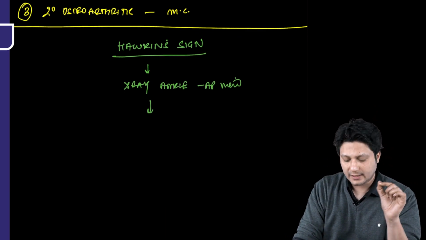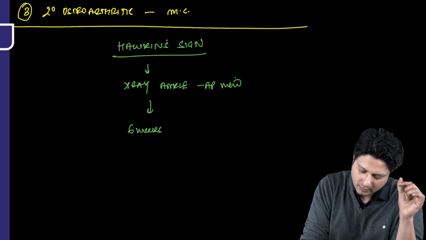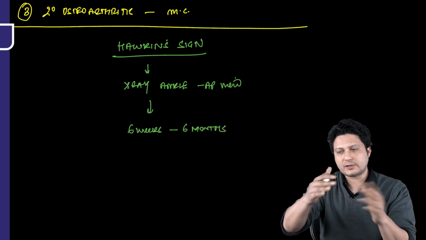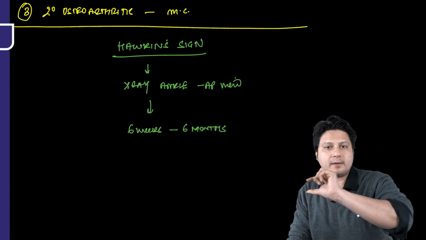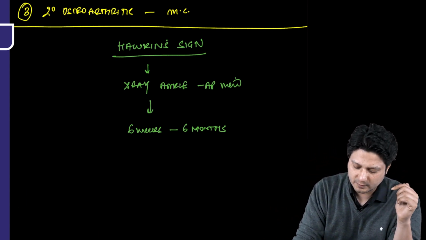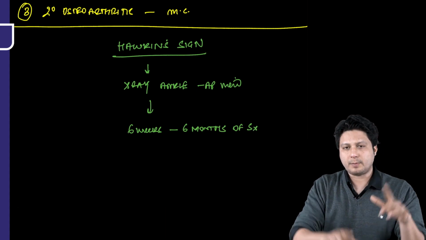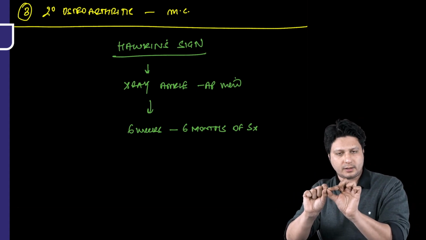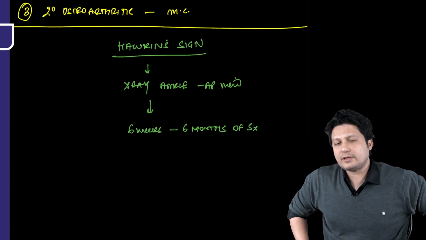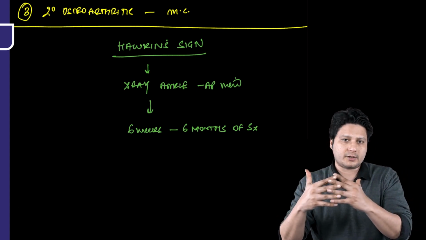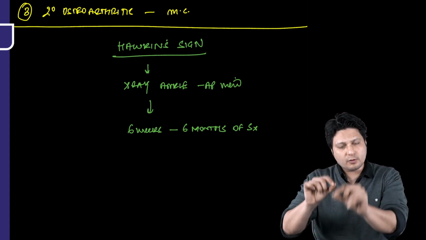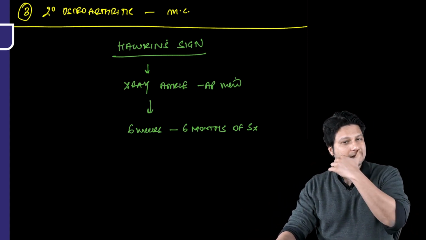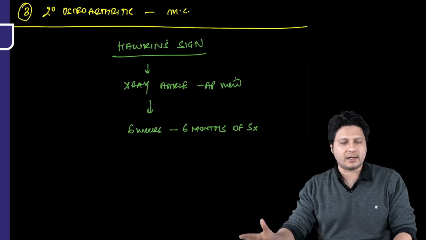Now that X-ray has to be taken somewhere between 6 weeks to 6 months of surgery, because for this duration of time it has to be observed. Suppose the patient came to you with the ankle fracture, talar neck fracture, and you have reduced it, because you know surgical intervention requires perfect, anatomically perfect reduction, then only the possibility of non-union will be erased. Otherwise, higher are the chances that it might go into non-union and subsequent failure of the implant placed.